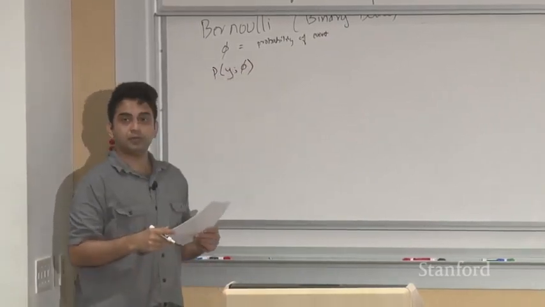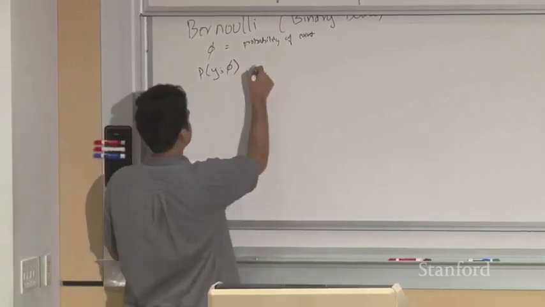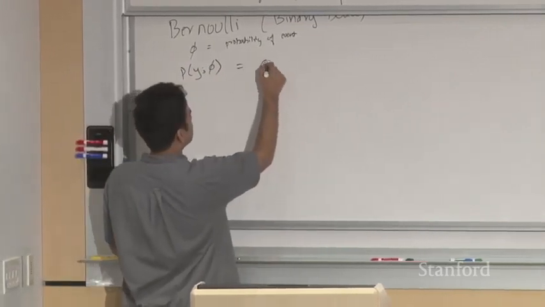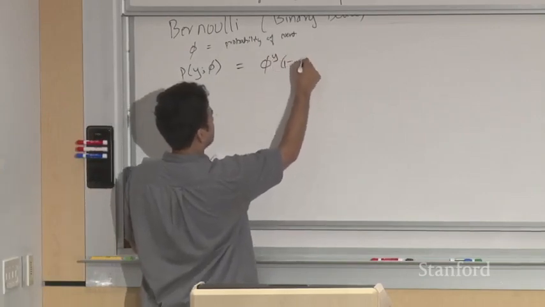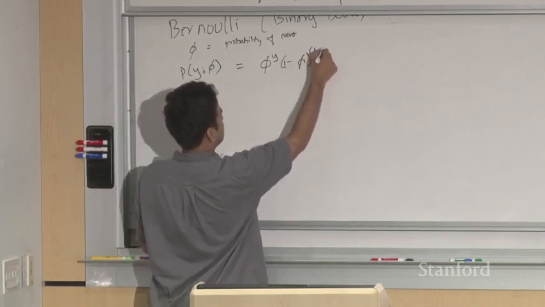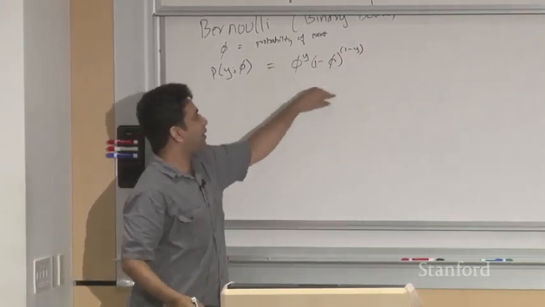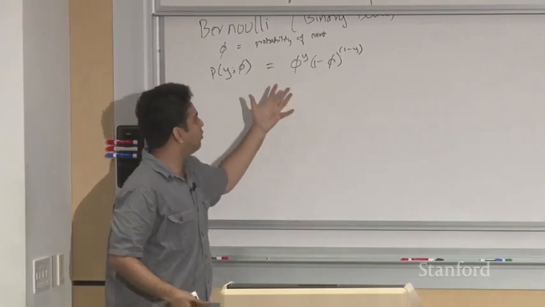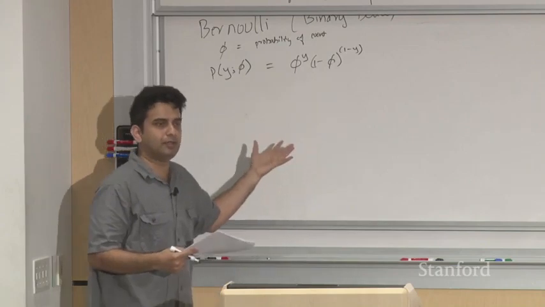What's the PDF of a Bernoulli distribution? One way to write this is phi to the y times (1 minus phi) to the (1 minus y). Does it make sense? This pattern is like a way of writing a programmatic if-else in math, right?